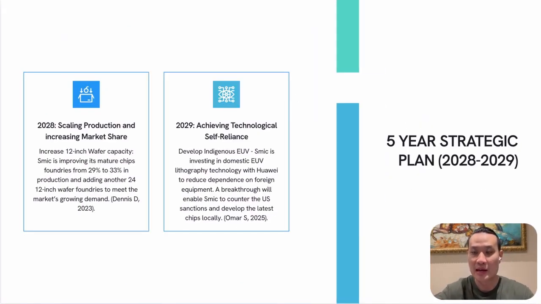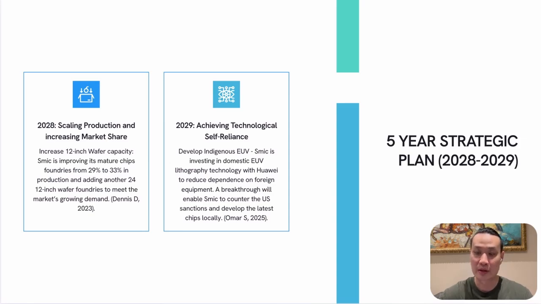By 2028, SMIC's goal is to scale up its 12-inch wafer production capacity to meet demand across several high-growth areas such as AI and EV chips. As more companies shift away from foreign suppliers, SMIC has a unique opportunity to fill the gap with its domestic production and chip costs. And by 2029, the focus can turn towards achieving technological independence.